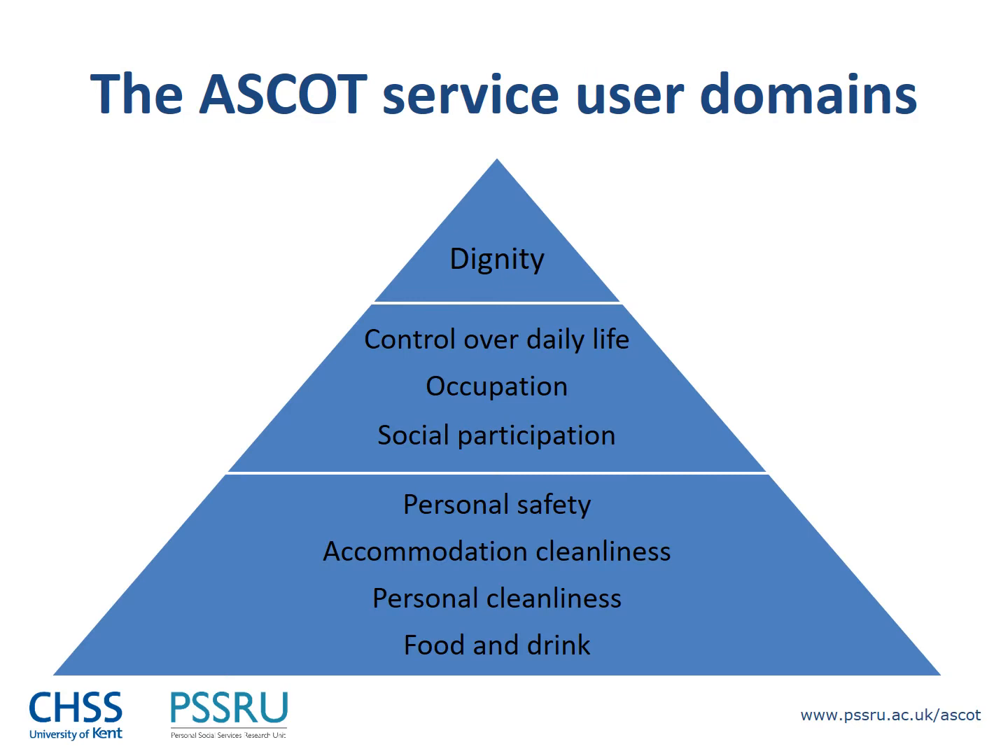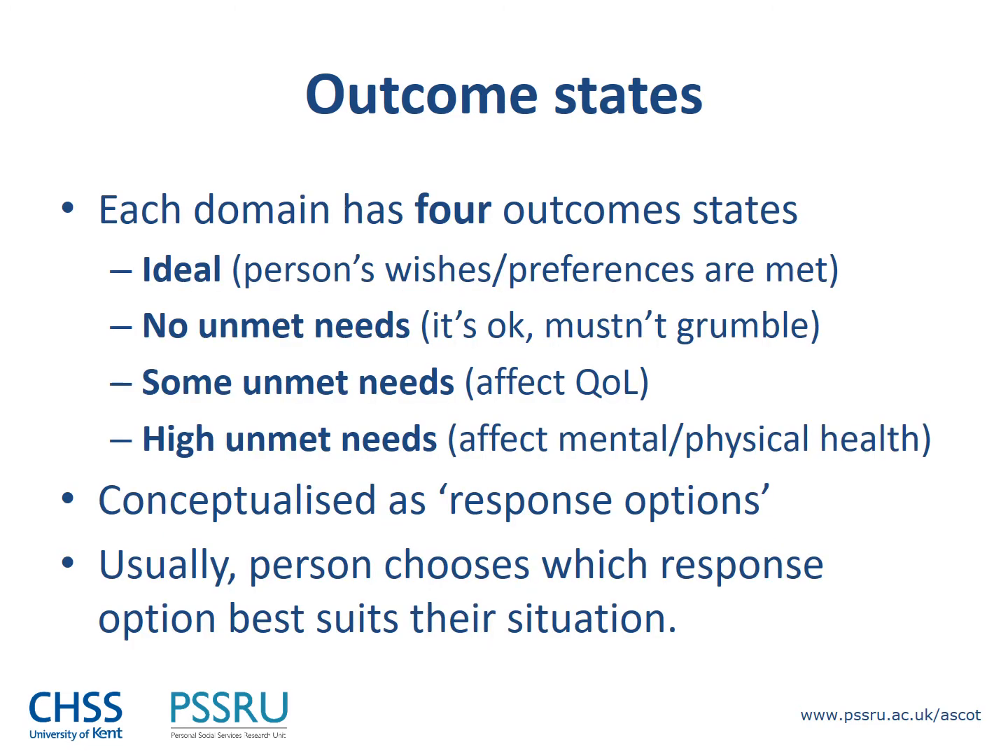So the Mixed Methods Toolkit in care homes has exactly the same service user domains as all the other measures. Starting with the basic down at the bottom here: food and drink, personal cleanliness and comfort, accommodation cleanliness, personal safety; the higher order domains: social participation, occupation and control over daily life, and also importantly that dignity domain. Like all the other ASCOT measures, the Mixed Methods Toolkit has 4 outcome states per domain. So it covers the ideal all the way through to high unmet needs.